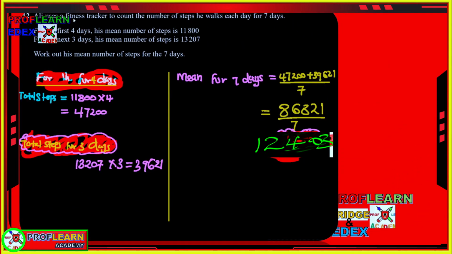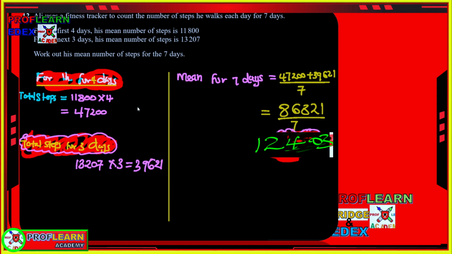We have Early who uses a fitness tracker to count the number of steps. So for the first 4 days, his mean number was 11,800. For the next 3 days, his mean number was 13,207. So in order to work out the mean number for the 7 days, we're going to work for the 4 days. The total number of steps for the 4 days will be the mean times the number of days, which is going to translate to 47,200. The total number of steps for the 3 days will be the mean for the 3 days times the number of days. That's going to give us 39,621.